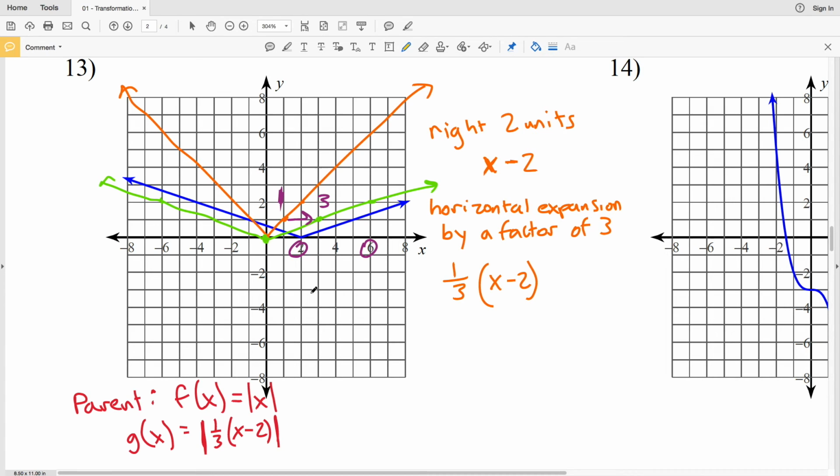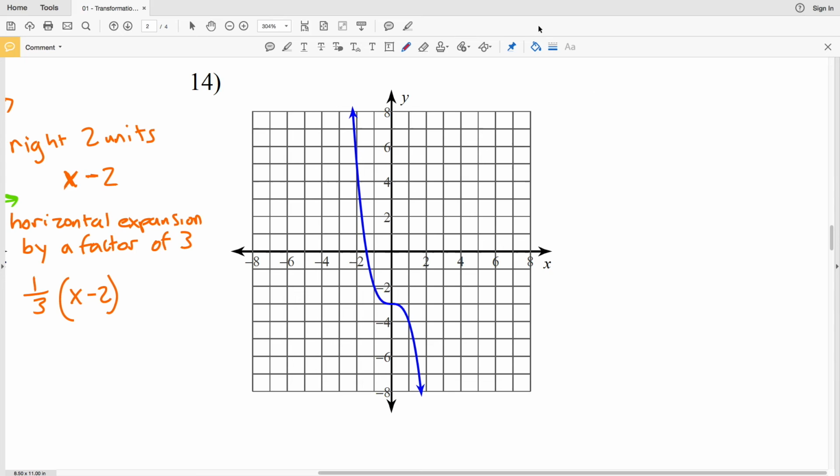Note that there were no transformations that happened to the function itself, so we're not adding or subtracting any number or multiplying by any number outside of the function. And that's our solution in number 13. Now let's look at number 14.